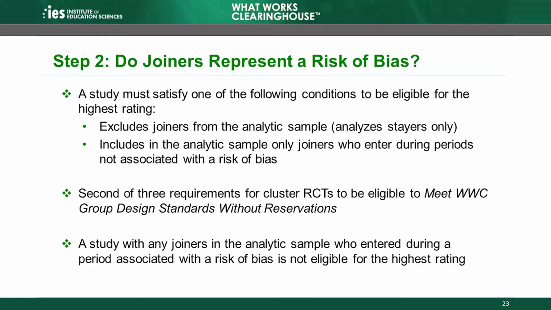In sum, to be eligible for the highest rating, a study must either exclude all joiners from the analytic sample, that is, analyze only the stayers, or include in the analytic sample only joiners who enter during periods not associated with a risk of bias. This is the second of 3 requirements that cluster RCTs must meet to be eligible for the highest rating. A study that includes any joiners in the analytic sample who entered during a period associated with a risk of bias is not eligible for the highest rating.